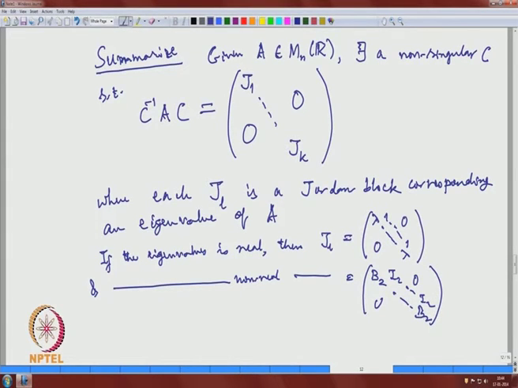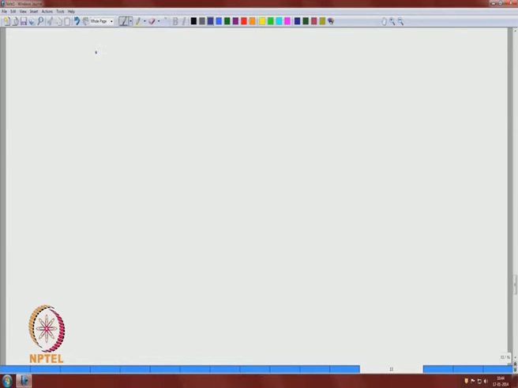Okay. So, in particular we have this C inverse A C, not C inverse A C, the exponential e to the J1, etc. Okay.